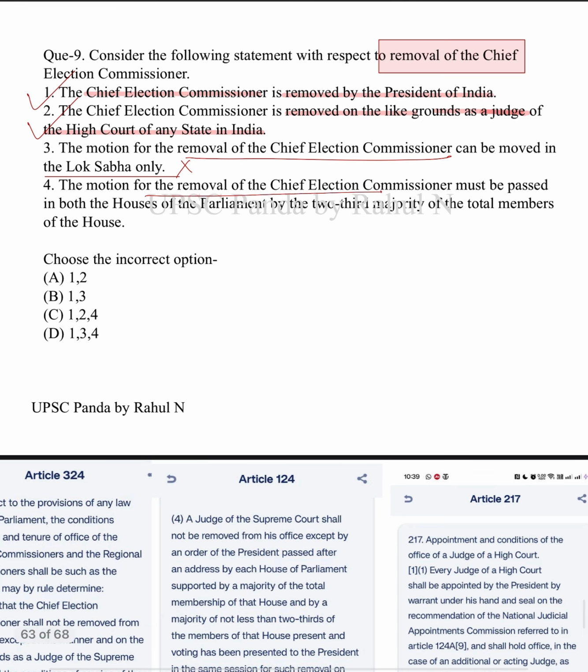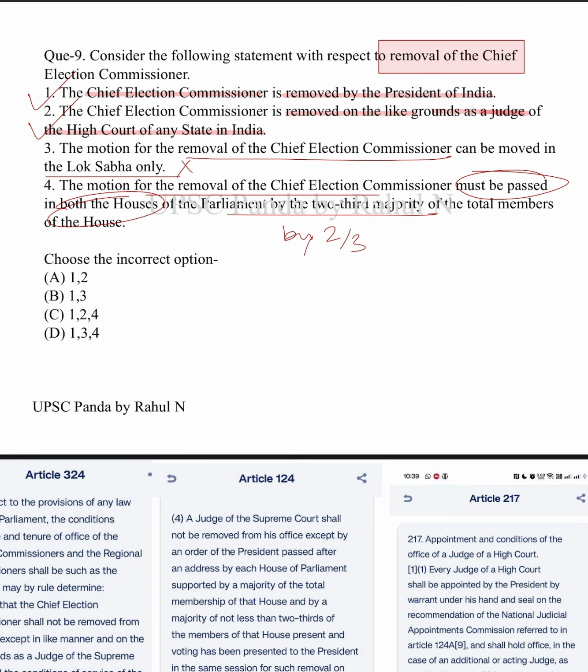Motion for the removal must be passed in both the houses by two-third majority of total members of the house. No, टोटल मेंबरशिप ऑफ द हाउस का जो 2/3 मेजोरिटी है, दैट इज ओनली फॉर द प्रेसिडेंट्स रिमूवल. दिस इज द हाईएस्ट लेवल ऑफ चेक.